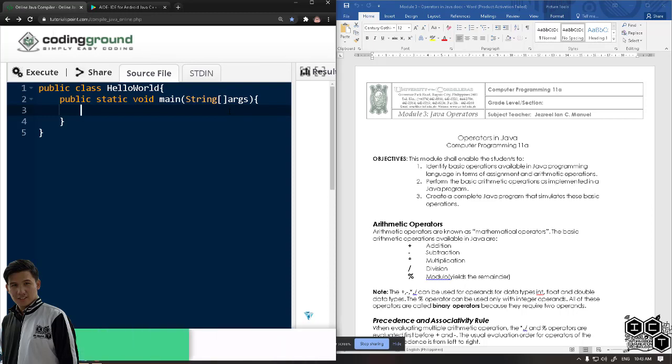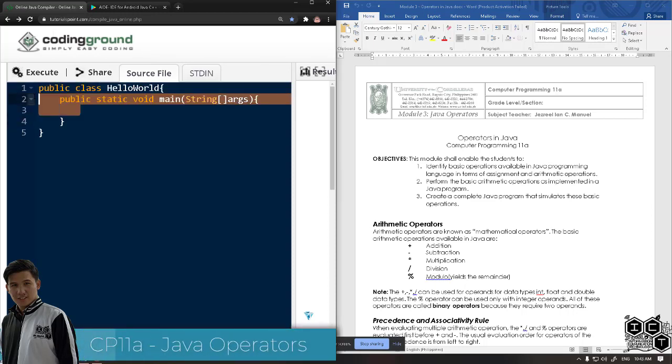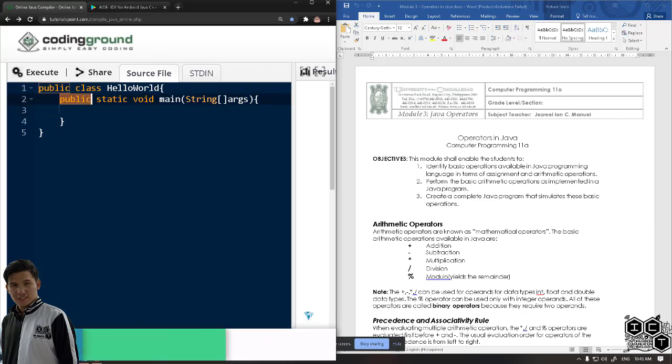Remember this, kapag sa Java kasi lahat ng nilagay nyo sa main method, yun lang yung execute nyo as of the moment without any application of object-oriented programming. Lahat yan. Dito tayo.